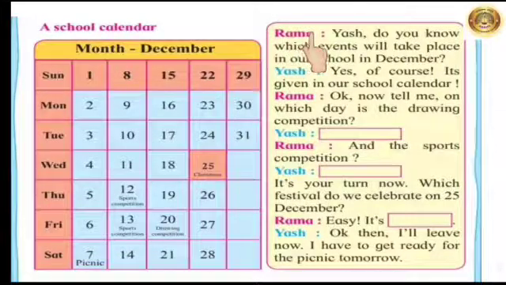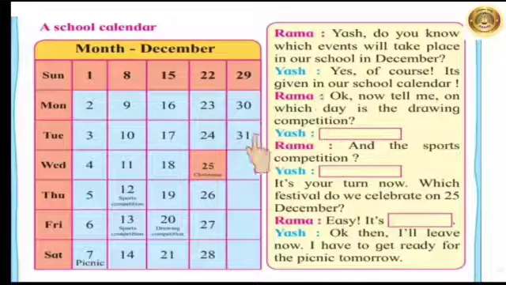Rama is saying, Yash, do you know which event will take place in our school in December? Yash said, yes, of course. It's given in our school calendar.